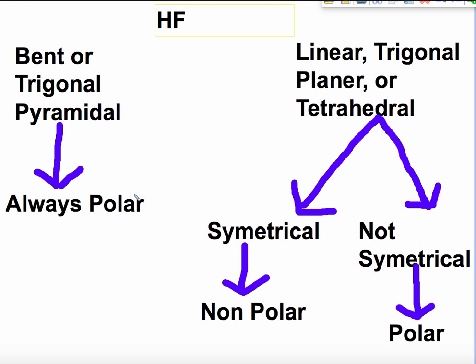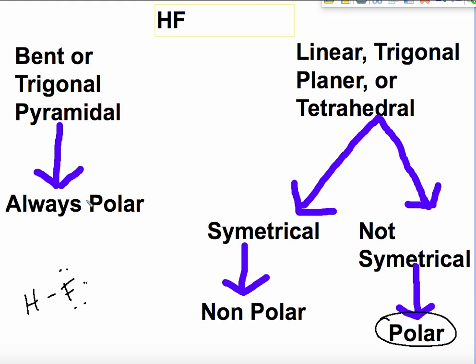Okay, I think that's going to be it for this video. Just need to, oh, I guess here's one more. HF. So if you draw HF, you would get that right there. That's a linear molecule. Okay, are the 2 things the same? No, therefore it's going to be polar. Okay, that's it for this video.